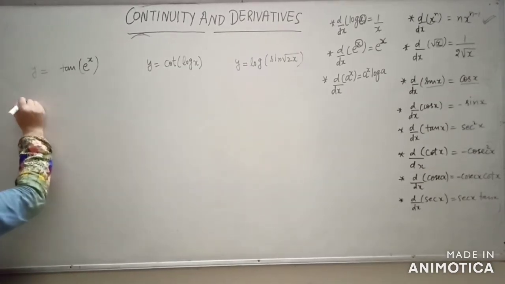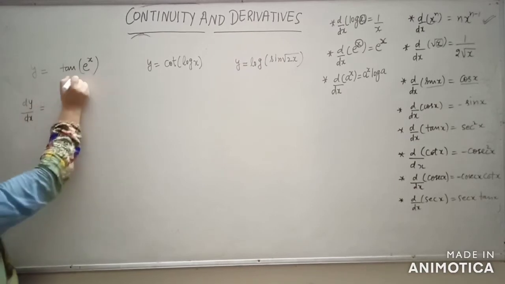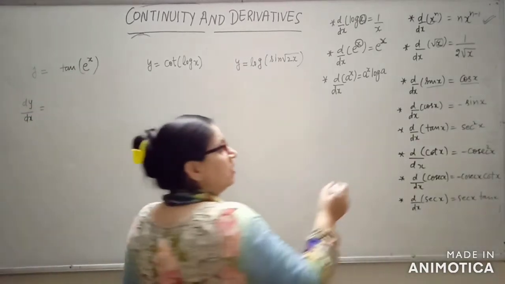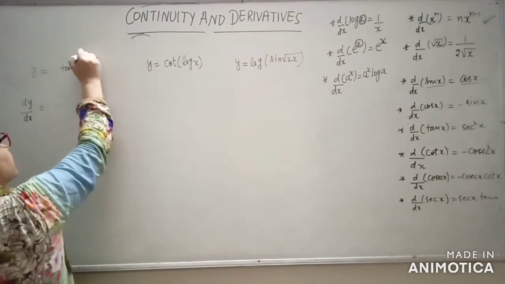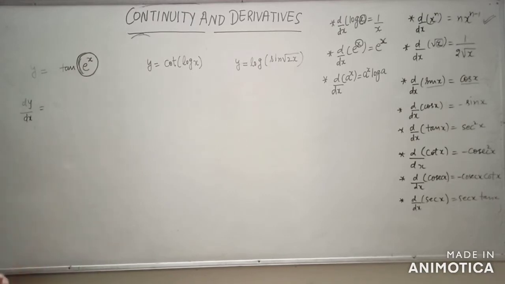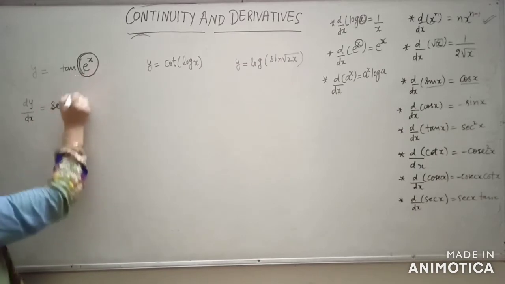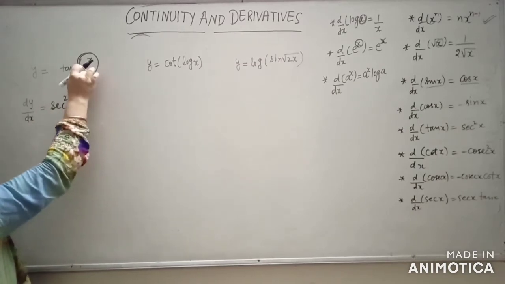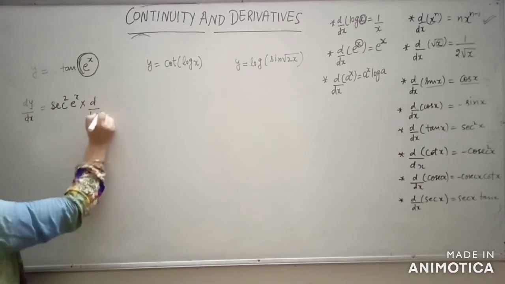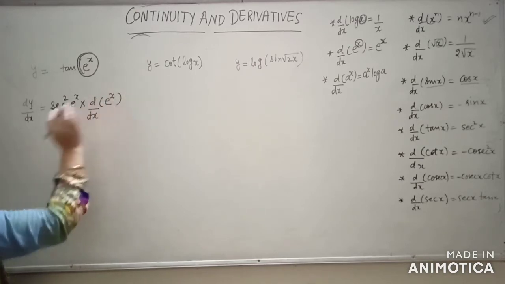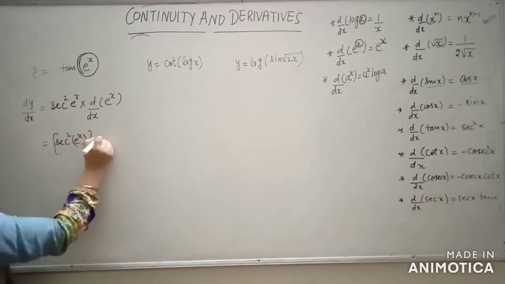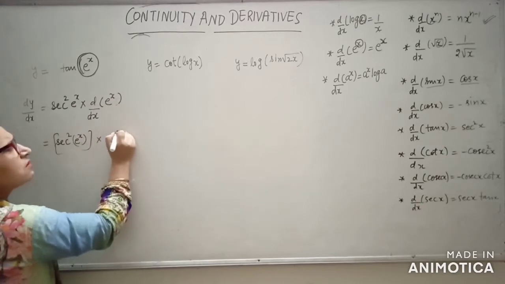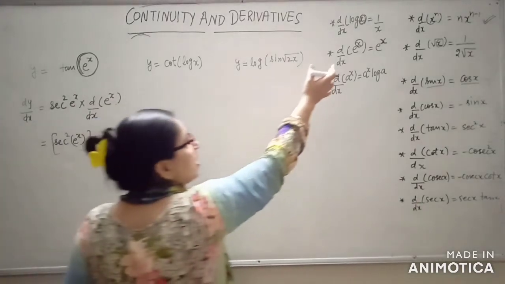Let us do more questions. dy by dx: here we know the derivative of tan x is secant square x, but here x is replaced by e raised to power x. Okay, no problem, we consider e raised to power x as x. Then its derivative is secant square of e^x into the derivative of what we have considered as x, that is e raised to power x. So this is secant square of e^x into e^x, because the derivative of e^x is e^x.